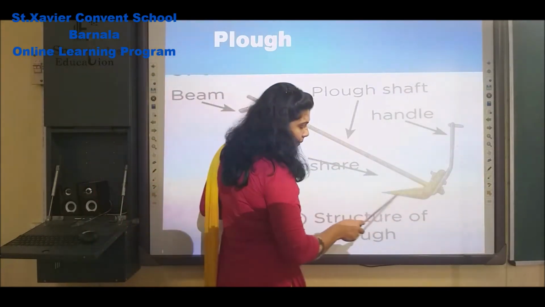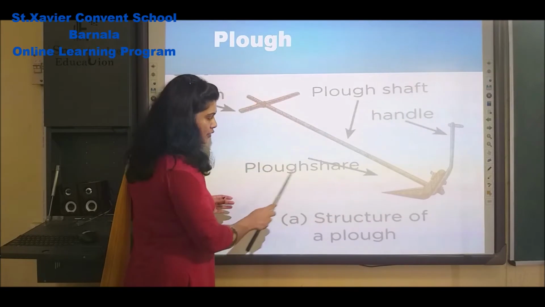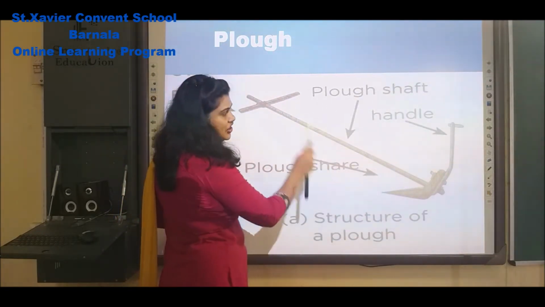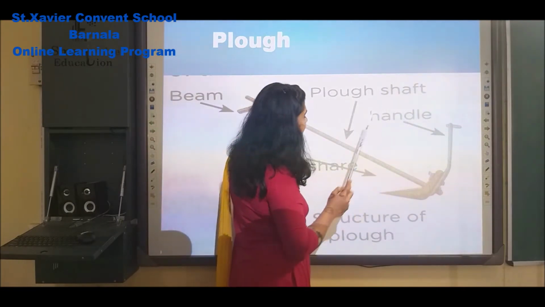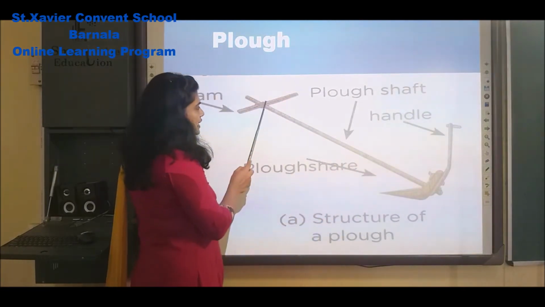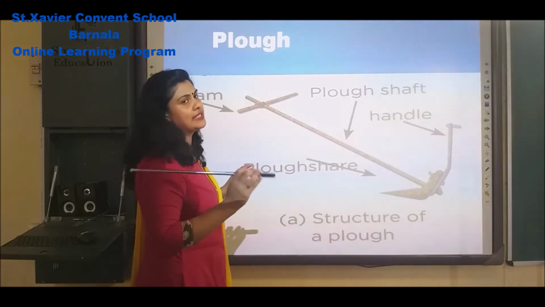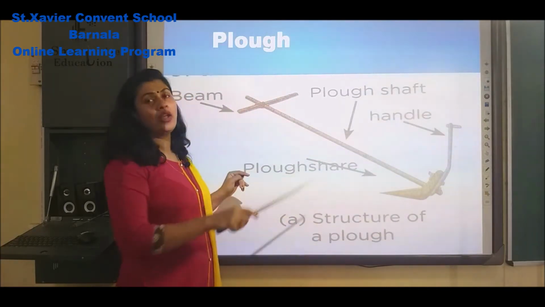Here you can see a triangular shaped iron strip, known as the plowshare, and the main part is known as the plow shaft. You can see a handle here, and the other end is connected to a beam, and this beam we keep on the bull's neck. This is an old technique.